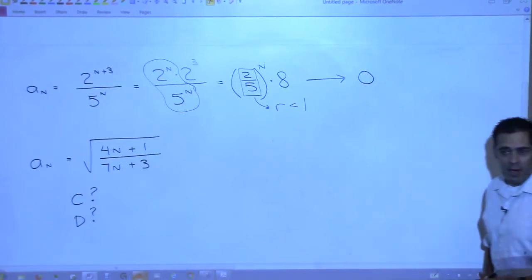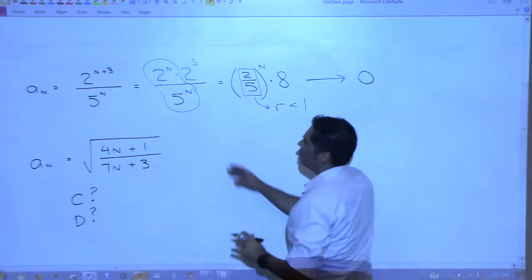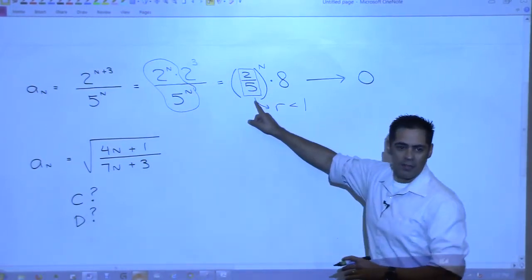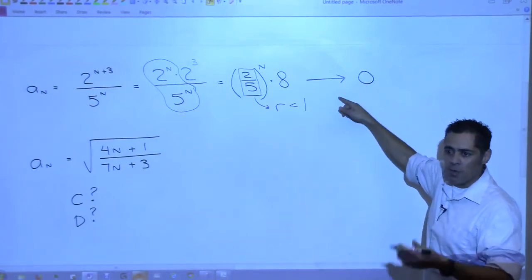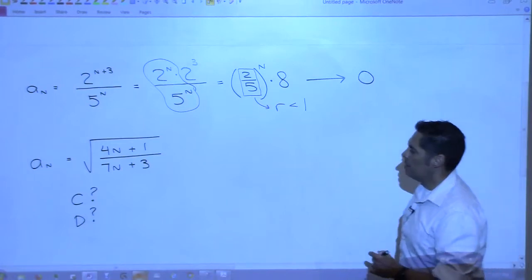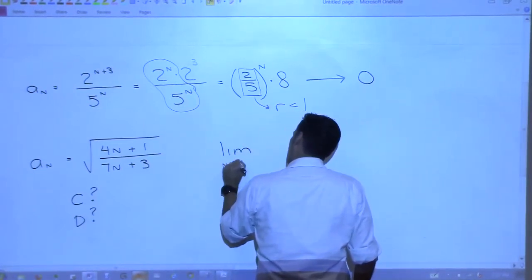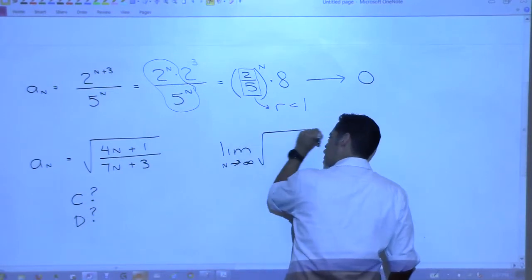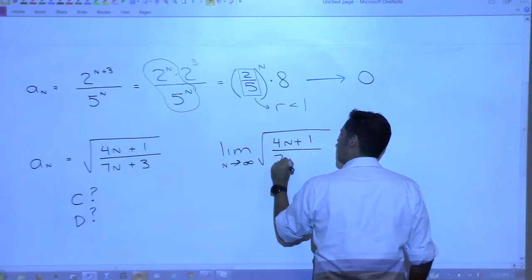Well, we have to take a limit, right? Now, I didn't do the limit here, did I? I just kind of rewrote it. And I said, I already know what that does, right? If I took the limit of this, this would go to 0. So I put the arrow to represent that's what would happen if I took the limit. Okay, now this one I'm going to write the limit out. N is going to go to infinity, square root of 4n plus 1 over 7n plus 3.